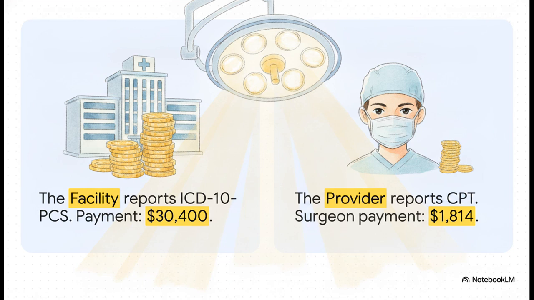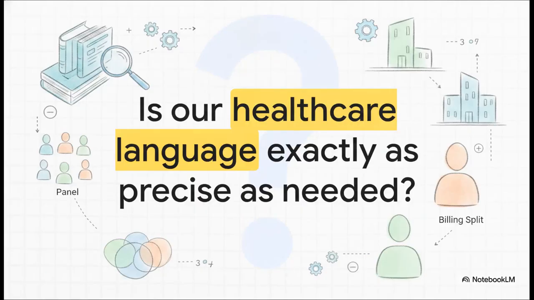The facility reports an ICD-10 PCS code, grouping it into MS-DRG 236, and their payment for the room, equipment, and nursing staff comes out to a massive average of about $30,400. But the surgeon actually doing the bypass? They report our old friend the CPT code, specifically CPT 33510. Based on that RVU math we did earlier, the surgeon's payment is going to range from about $1,814 to $1,823, depending on location and modifiers. So you have 2 completely different code sets measuring 2 totally different things, working right alongside each other in the exact same operating room. Which really leaves us with this one final thought.